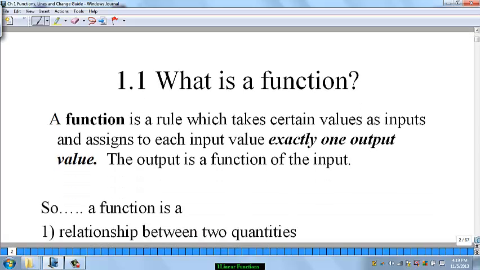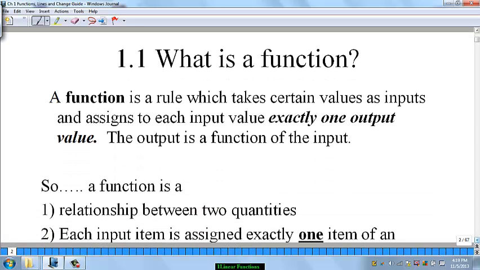So first of all, what is a function? A function is a rule which takes certain values as inputs and assigns to each input value exactly one output value. That's very important, that you have exactly one output for every input. The output is a function of the input.